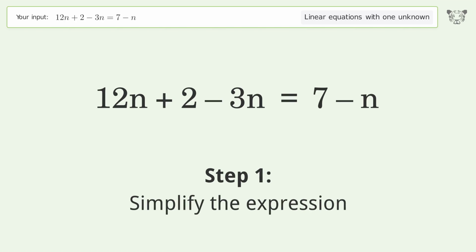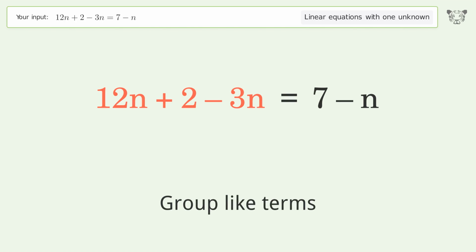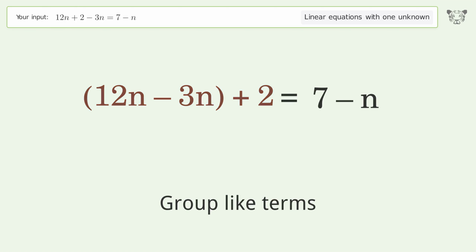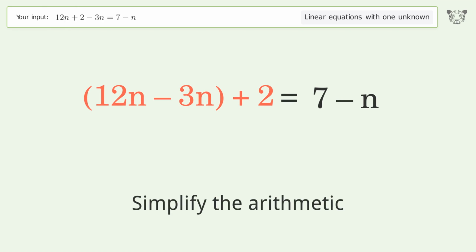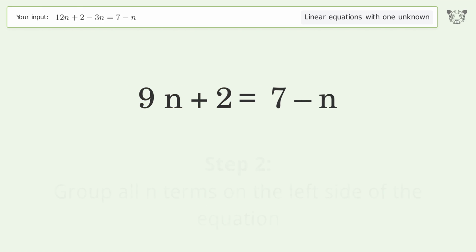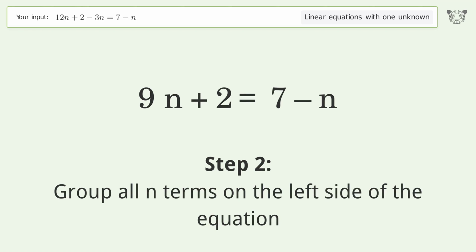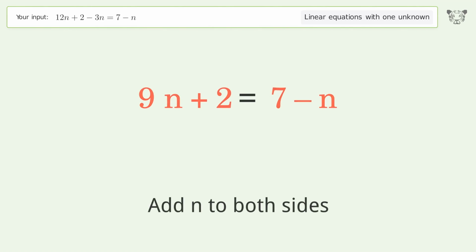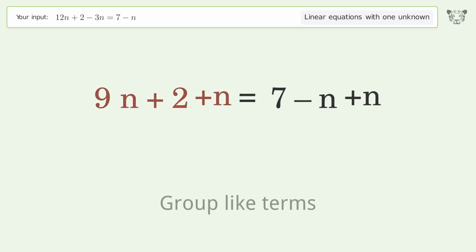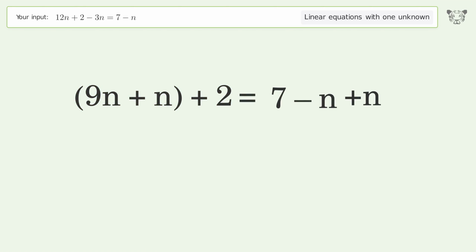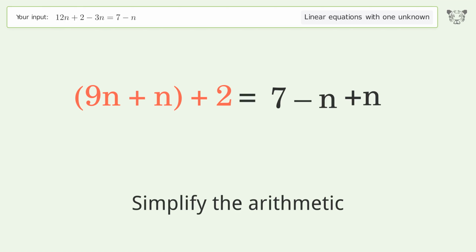Simplify the expression. Group like terms. Simplify the arithmetic. Group all n terms on the left side of the equation. Add n to both sides. Group like terms. Simplify the arithmetic.